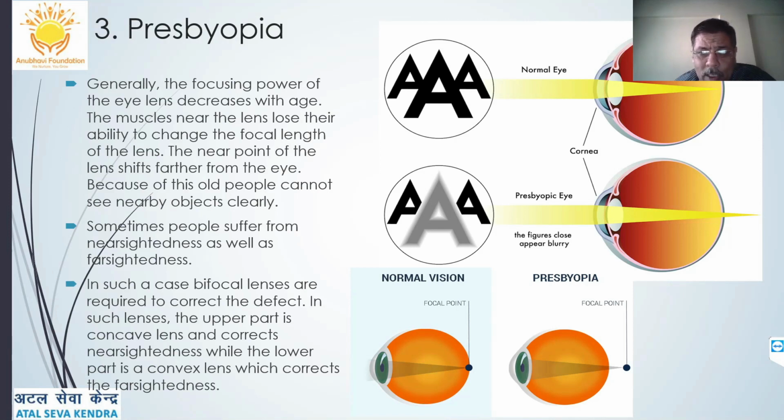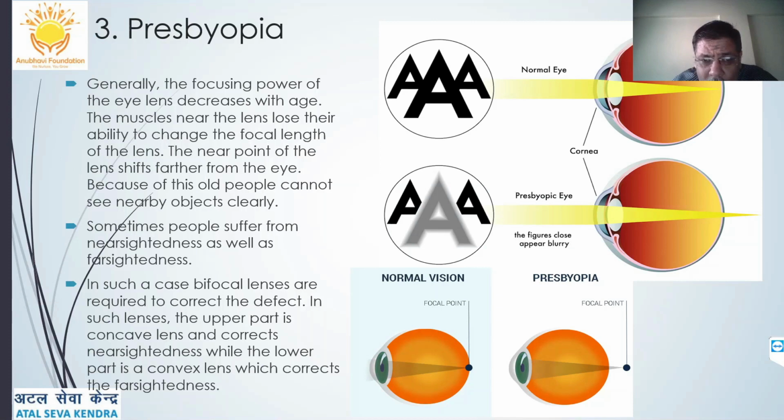The next is presbyopia. Generally, the focusing power of the eye lens decreases with age. Actually, we have a property called power of accommodation. As we see different objects, some far, some close by, the eye lens continuously, with the help of ciliary muscles, adjusts its focal length, contracting or relaxing. But with age, the focusing power of the eye lens decreases and the lens loses its ability to change focal length. The near point of the eye shifts further from the eye.